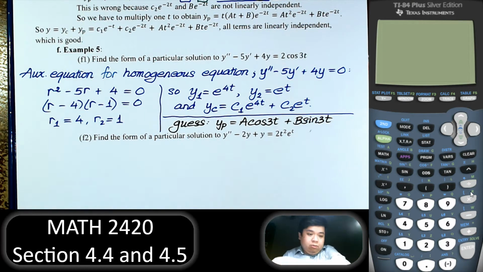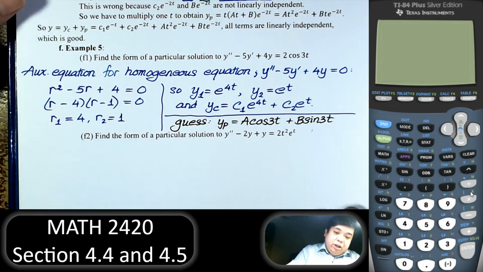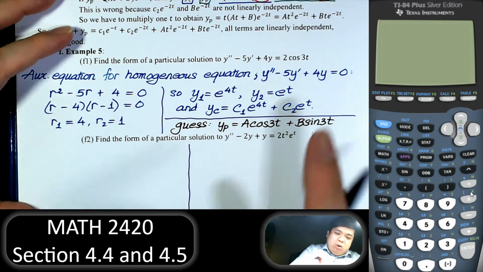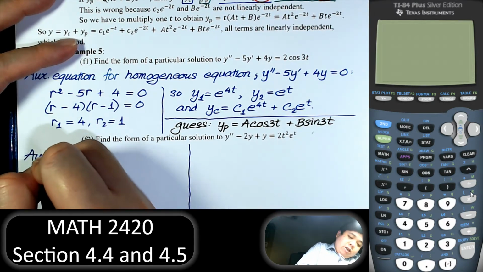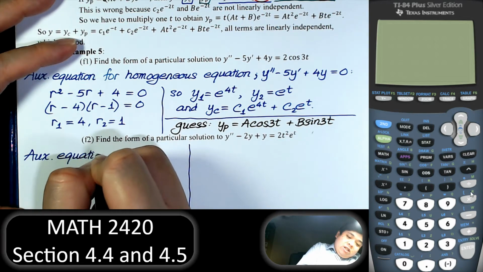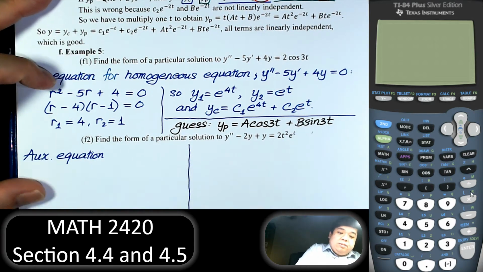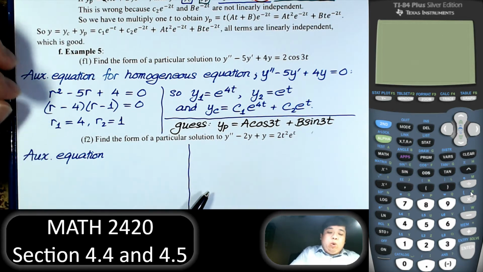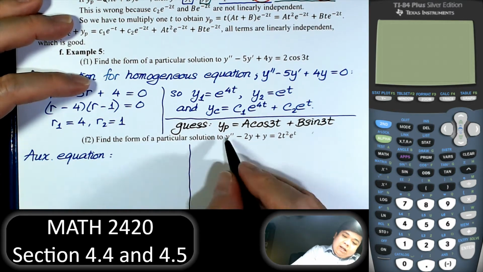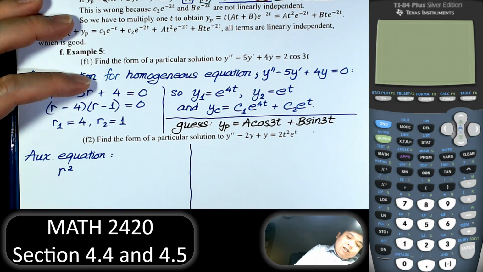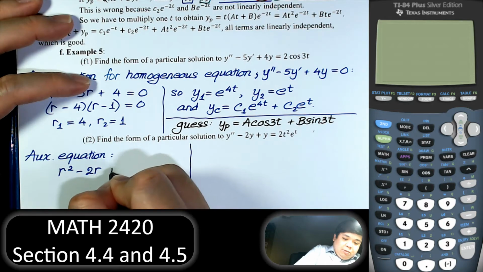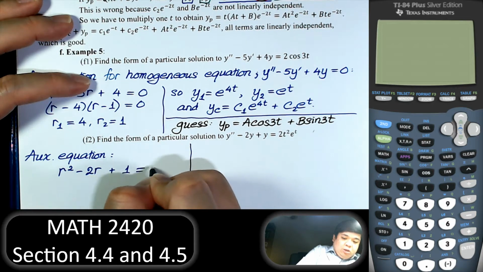Right, so first we'll write the auxiliary equation. I'm not going to spell the whole thing out like this. Of course, the auxiliary equation is only for the homogeneous equation, and we only get the complementary solution. That will be r squared minus 2r plus 1 equal to 0.